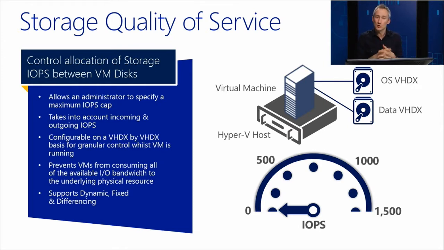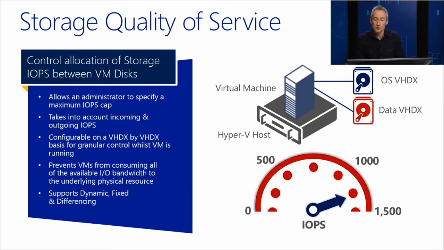But one of the new features we also introduced in 2012 and R2 is this quality of service. We saw it before on networks where we could say, I'd like to restrict the network bandwidth for a VM to 100 meg or 500 meg or whatever it may be. But now we can do the same on a disk level, on a virtual disk level. So you'll see this particular virtual machine has got a couple of virtual disks, one for the OS, one for the data drive, let's say, perhaps where you're storing your databases maybe.